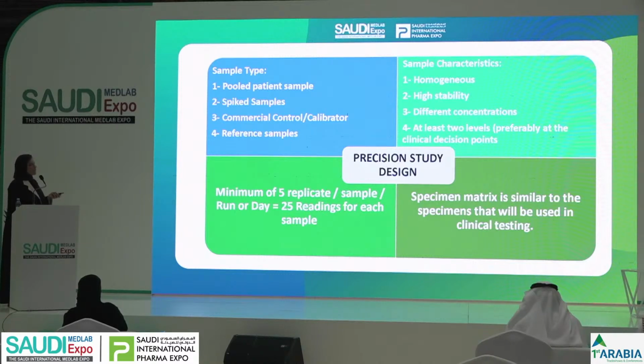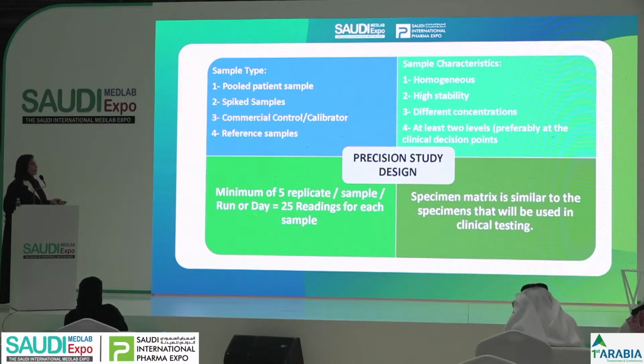What are the characteristics of the sample? It should be homogeneous and highly stable, because if I'm doing it over a long period of time, I need stability. It needs different concentrations, of course: at least 2 levels with 2 different concentrations, preferably at or beside the clinical decision points. For example, if my reference range is from 4 to 50, I need 1 level around 4, more than 4 but around it, and 1 level around 50.